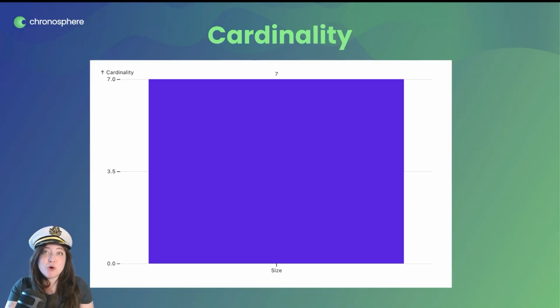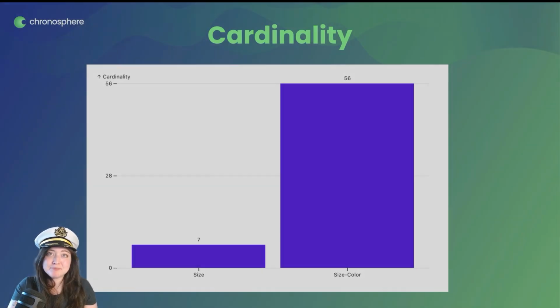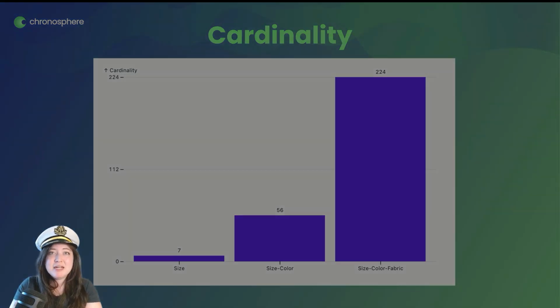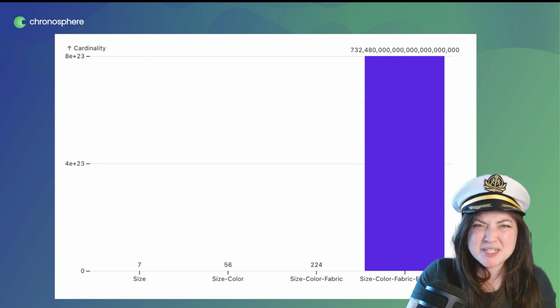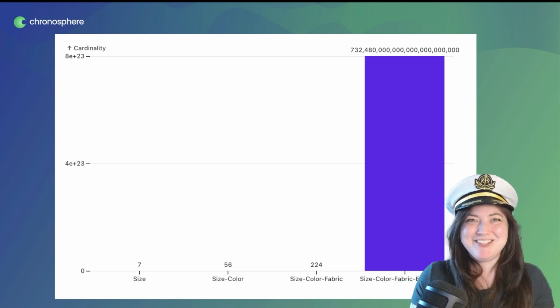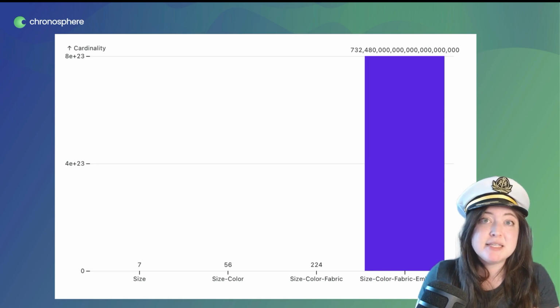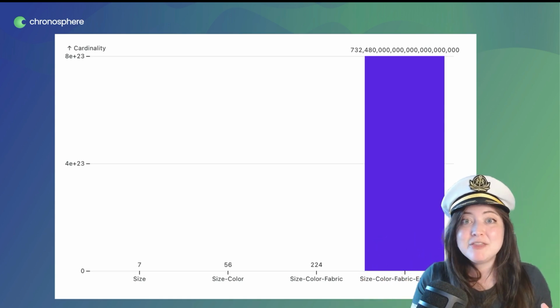And we can look at how total cardinality has changed after we added each dimension. So here's size and color. Size, color, and fabric, sort of steady growth here. And boom, our total cardinality, including the custom embroidery dimension. What do you notice here? I see that our first 3 dimensions barely moved the needle on cardinality when compared to custom embroidery. And that's because the embroidery dimension had exponentially more possibilities than those other 3.